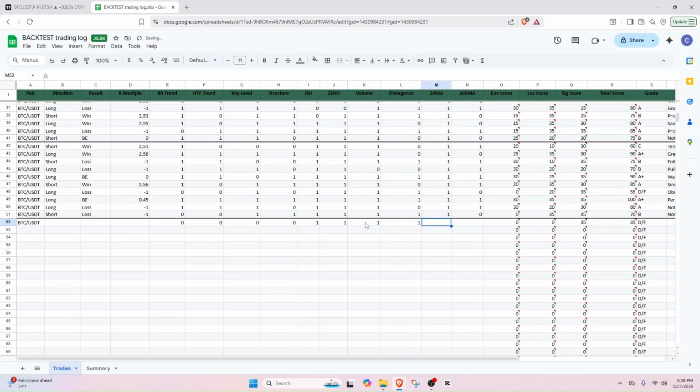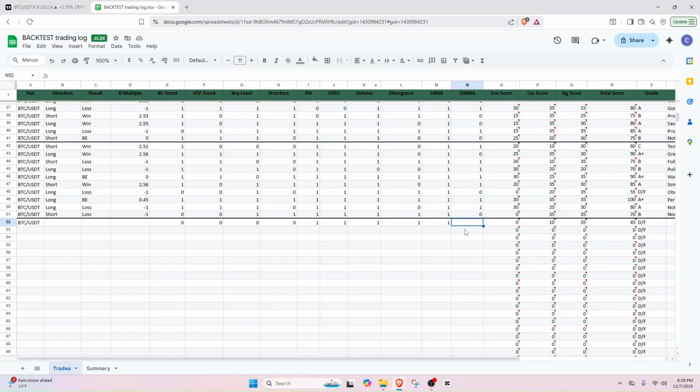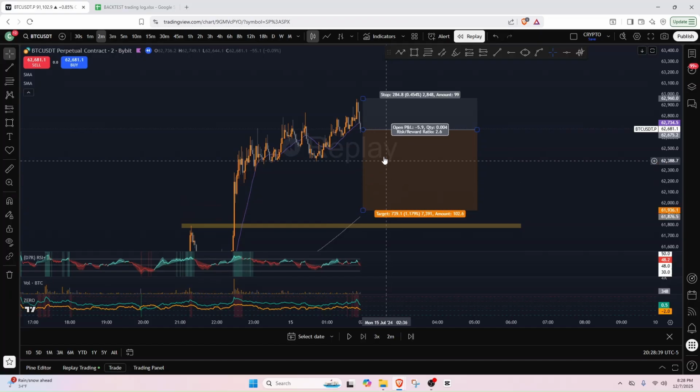Divergence, yes. 20 moving average, absolutely. And you see the 200 moving average is way down here, so unfortunately we do not. So do I get to take this trade? No. It gives a D/F. 45 out of 100. Absolutely not. I do not take this trade.